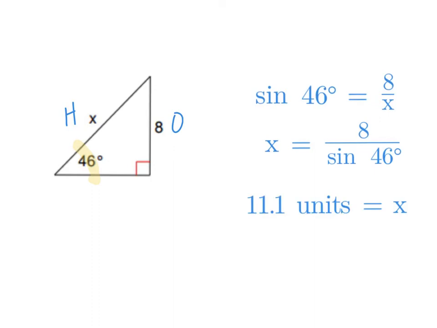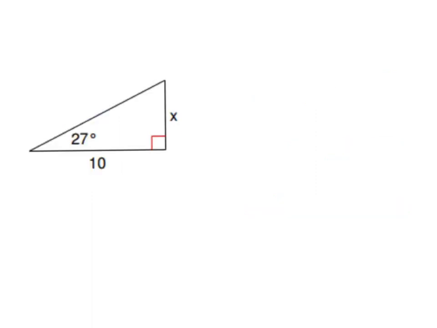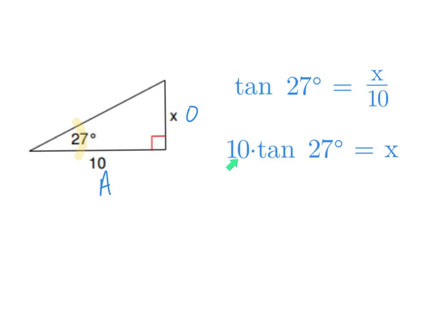Good. One more. Do this one. So again, we're looking at 27. The sides that are in play are opposite and adjacent, which means we're using tangent. Tangent 27 is x over 10. X is up high, so we multiply. Again, put the 10 in front. And you should get 5.1 units. How many had that one correct? Okay.